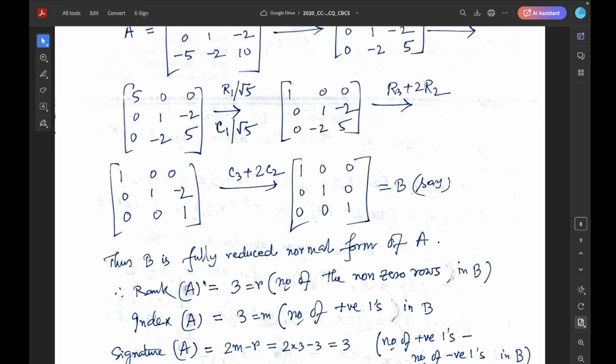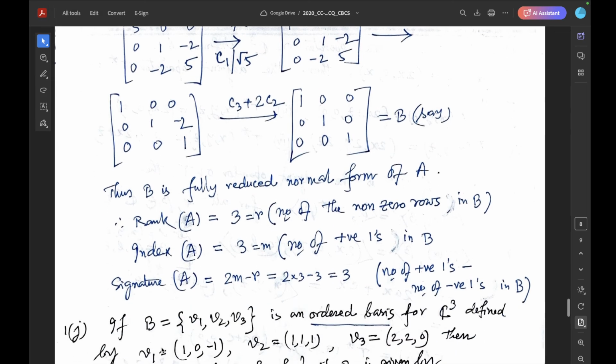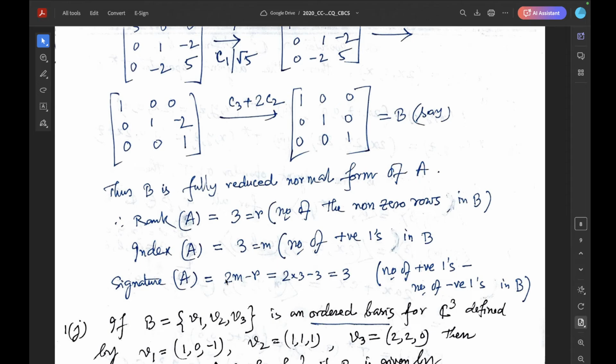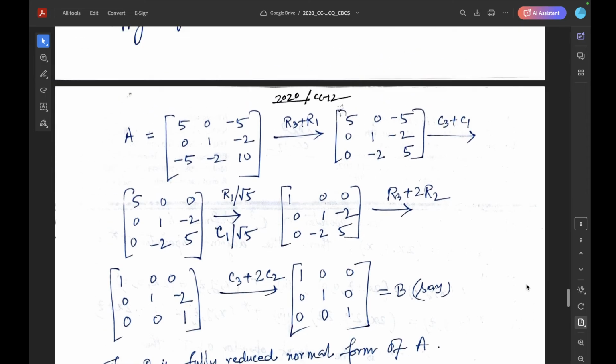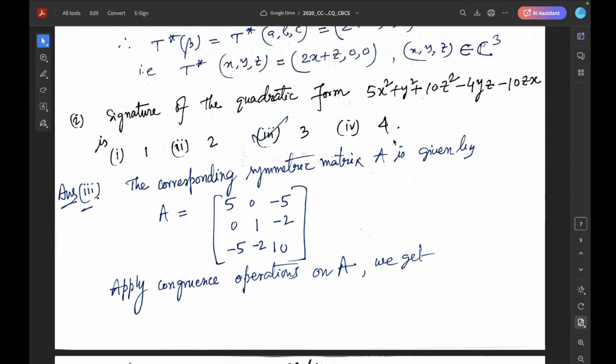Hence, the rank of A, the number of non-zero rows in B, is equal to 3. The index of A, M, the number of positive ones, is 3. So the signature of A is equal to 2M minus R, 2 into 3 minus 3, which is equal to 3. It is also the number of positive ones minus the number of negative ones in B. Hence, the signature of the matrix A is 3.